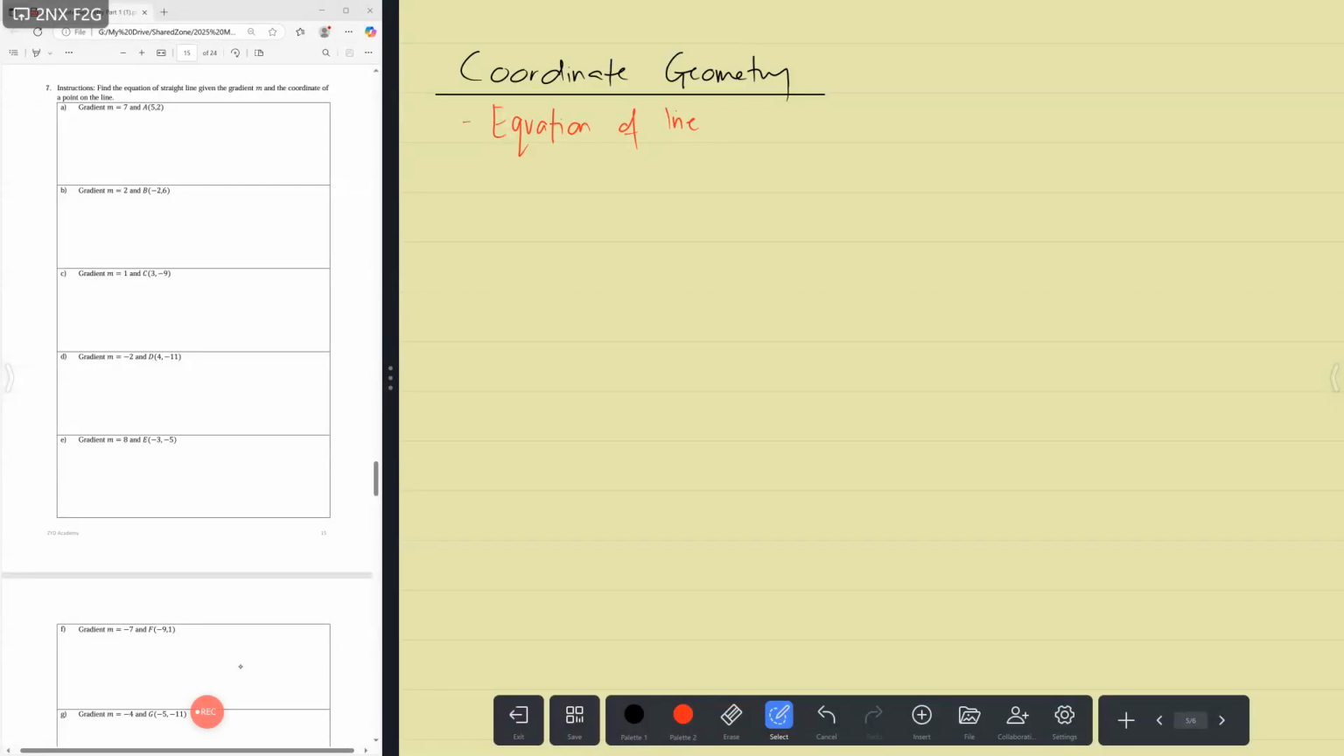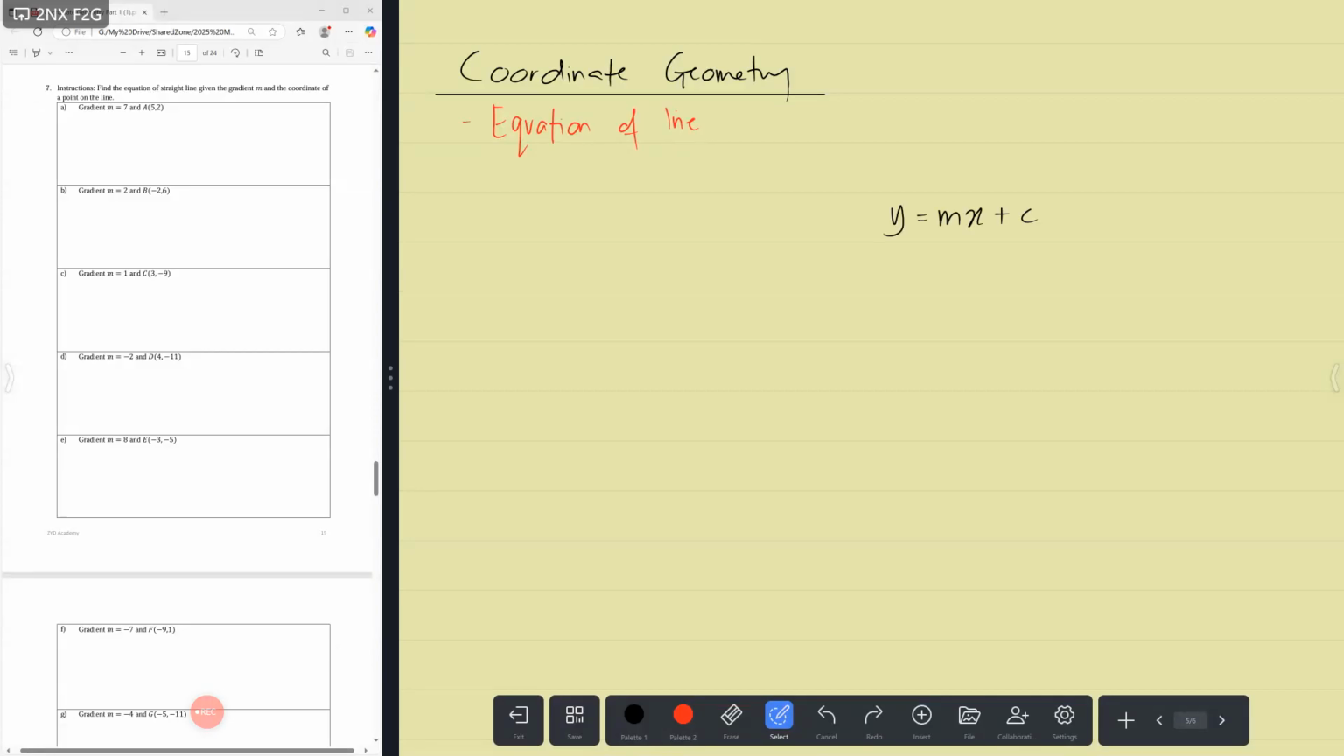This time around, I'm going to go through the equation of a line. You need to find the equation of a line given some information. Before I start, the first thing that we need to know is the general format of an equation of a line. It is given by y equals mx plus c.